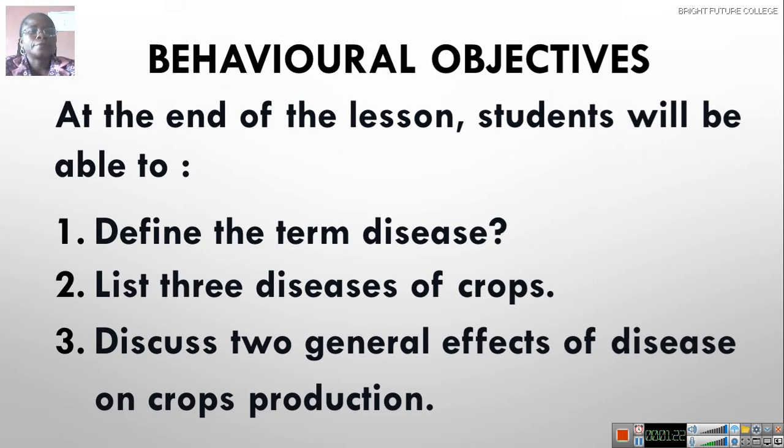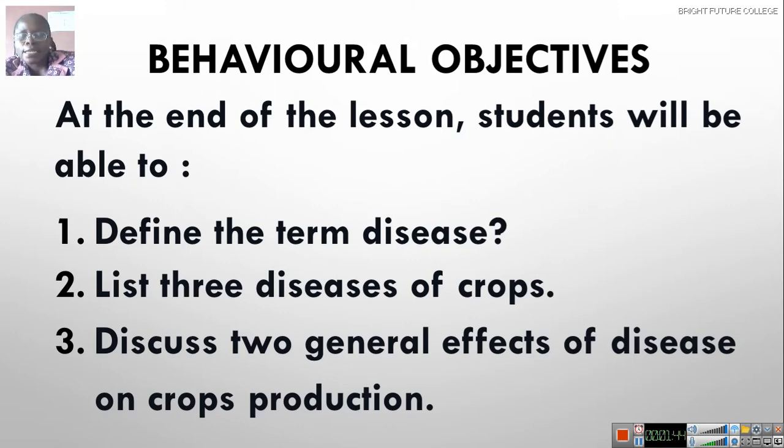I take it again. By the end of this lesson, you will be able to: 1. Define the term disease. 2. List 3 diseases of crops. And 3. Discuss 2 general effects of disease on crops production.